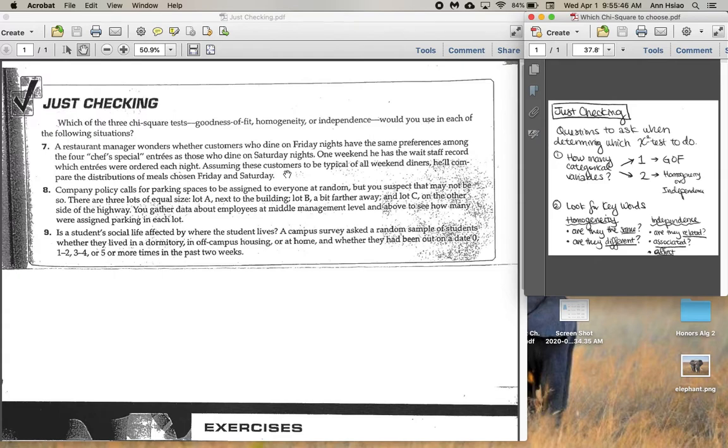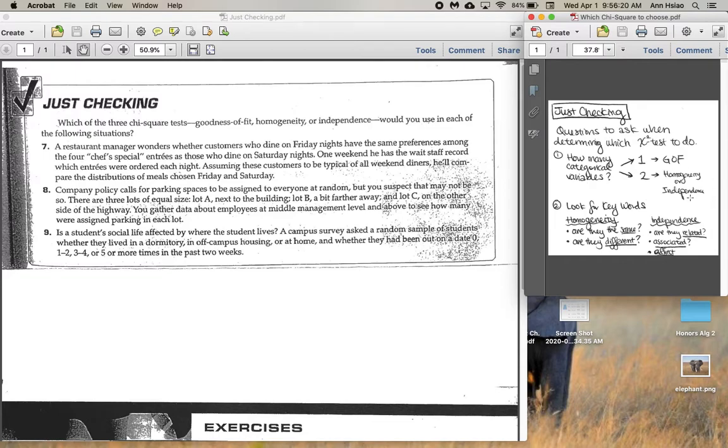So every customer, or you as the customer, will be asked 2 things in this case. One is whether you dined on Friday or Saturday. And the second question is, well, which entree did you choose? So you see, those are the 2 variables that are happening in this problem. And they're both categorical. Friday, Saturday, that's categorical, and which entree. So since we have 2 categorical variables, I know it's either going to be homogeneity or independence.